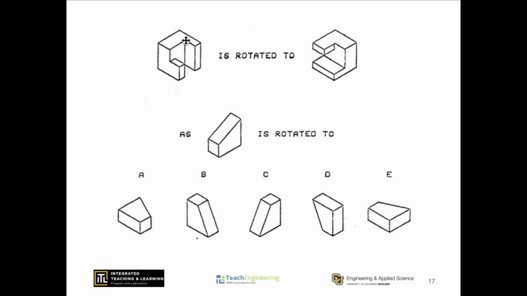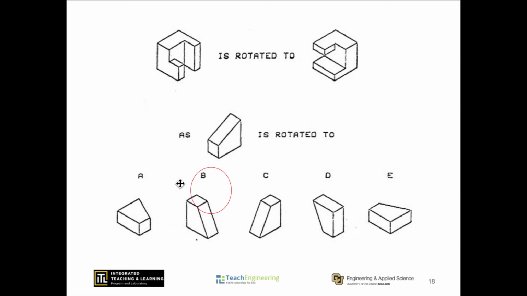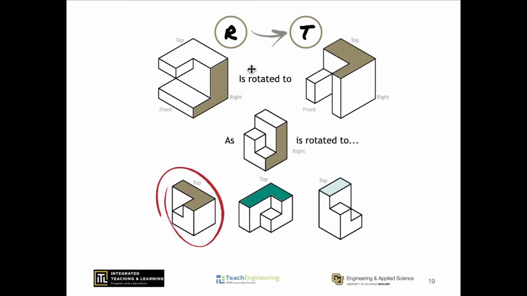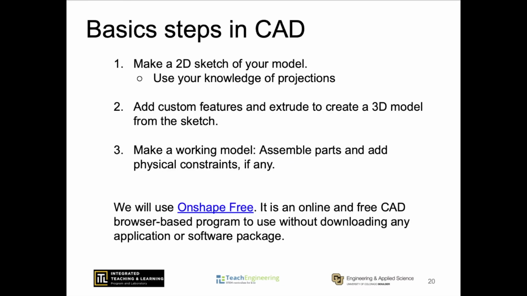The image on the left is rotated to the image on the right, as this image here is rotated to what? The answer is B. This image on the left is rotated to the image on the right, as this image here is rotated to the top, as shown here. These were some exercises for you guys to understand what orthographic views are.